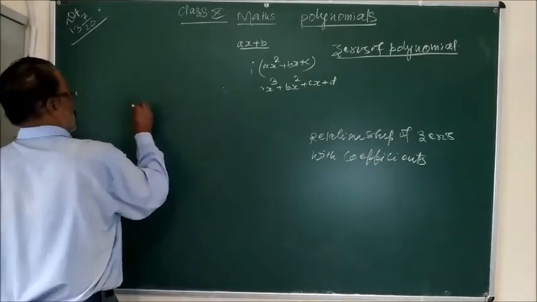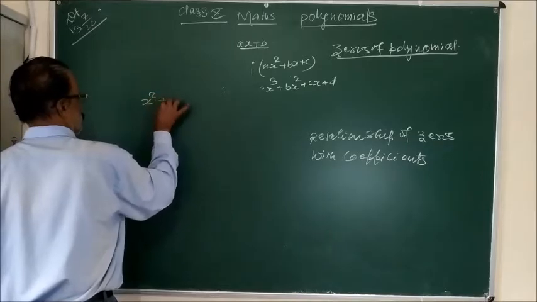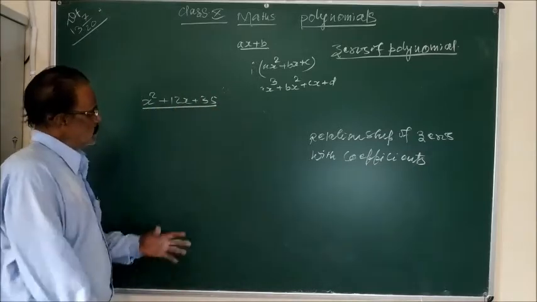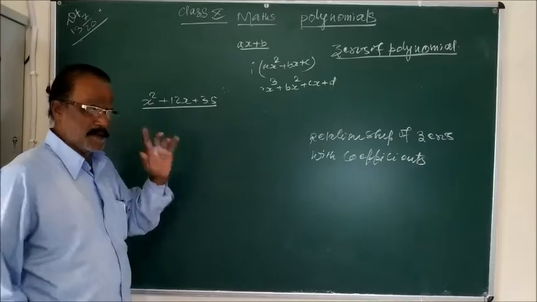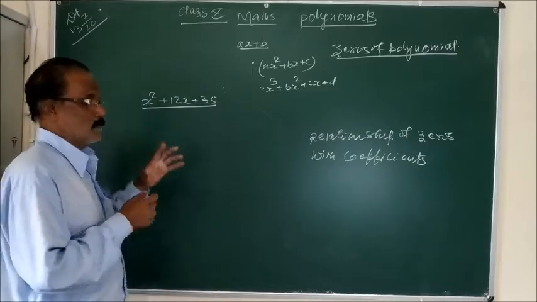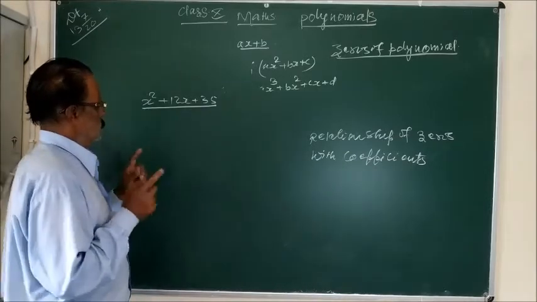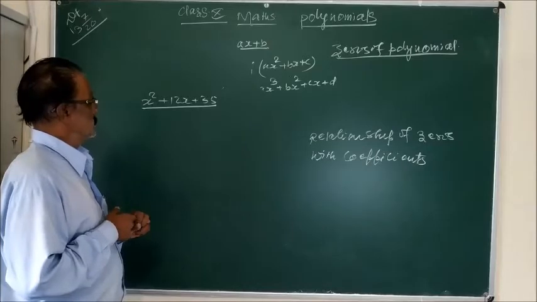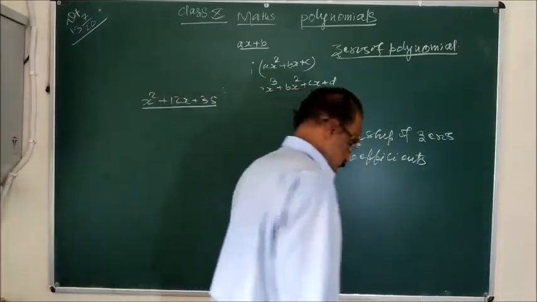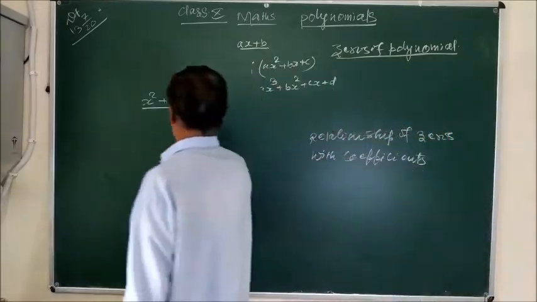Now you see a quadratic polynomial. Suppose this is x squared plus 12x plus 35. Now one thing you should remember, the number of zeros follows the degree. Linear polynomial has 1 zero, quadratic polynomial will have 2 zeros, cubic polynomial will have 3 zeros, like this. So you should learn these points. Suppose this is a quadratic polynomial, so as I told you, there will be 2 zeros of this polynomial. Now you have to find what those values are. So how will you find the zeros of this?